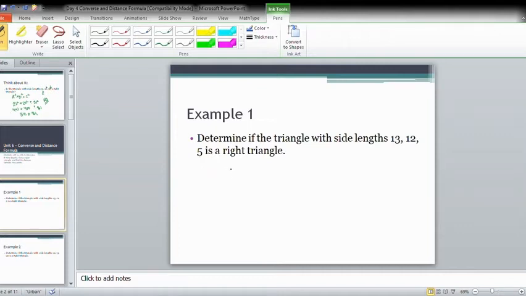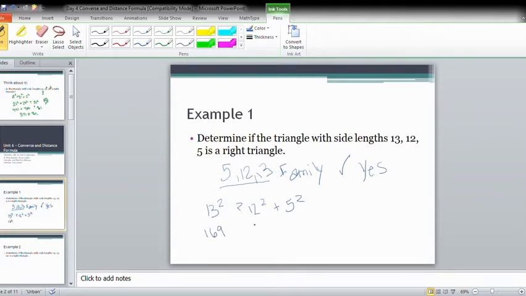Is this true? Well, if we remember our triples, I remember that 5, 12, 13 is a family. So I know for sure that this is, in fact, a right triangle. But if we don't remember our families, we're going to check it. C squared is going to be 13 squared, which is 169. 12 squared is 144. 5 squared is 25.